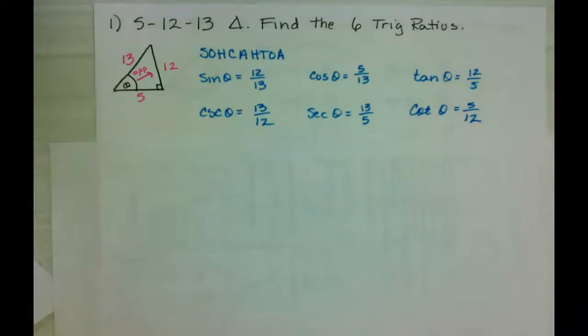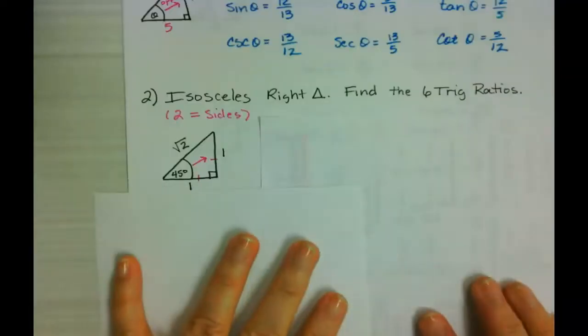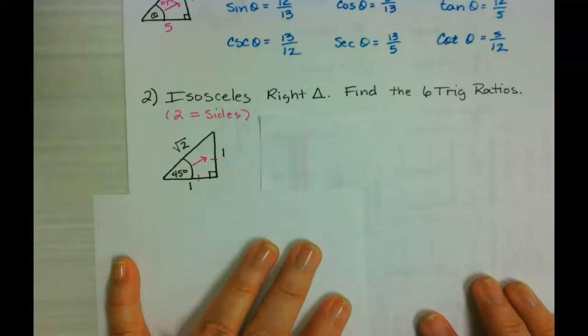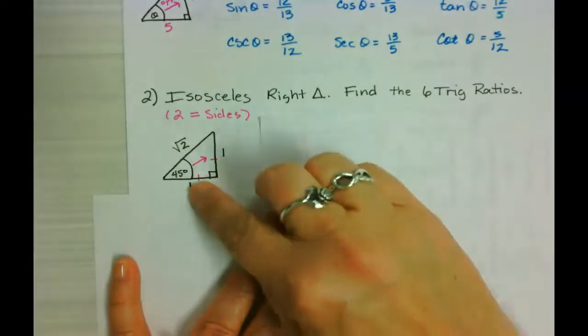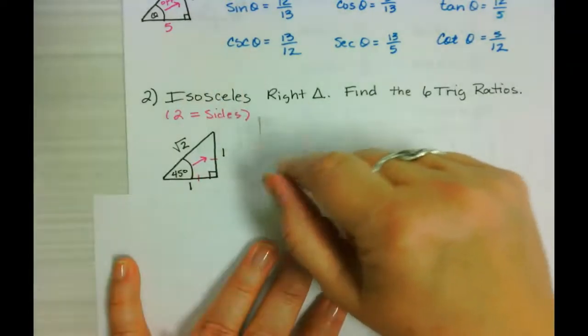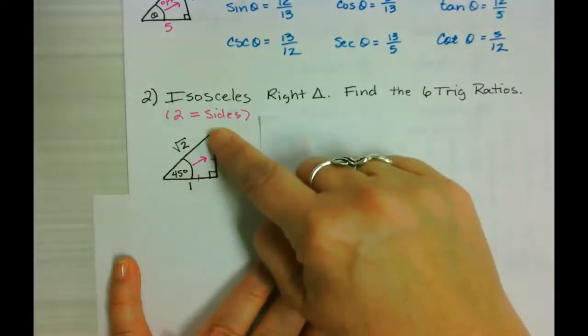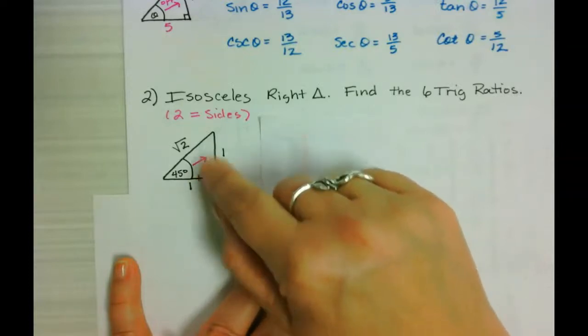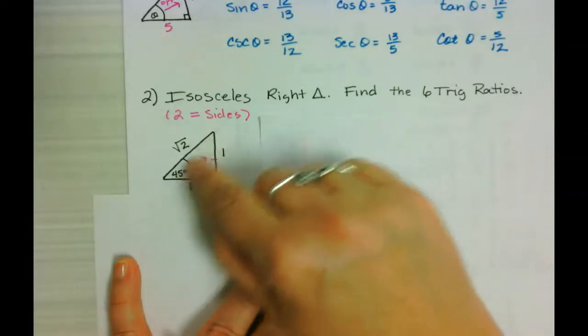So now I'm going to look at problem 2, which says an isosceles right triangle, and I want to find the 6 trig ratios. So if I have an isosceles right triangle, I have a triangle that has a right angle in it that also has 2 equal sides, which are here and here. So we know that a triangle has 180 degrees, and if 90 degrees of them are used up right here with this angle, that leaves another 90 for these two together.